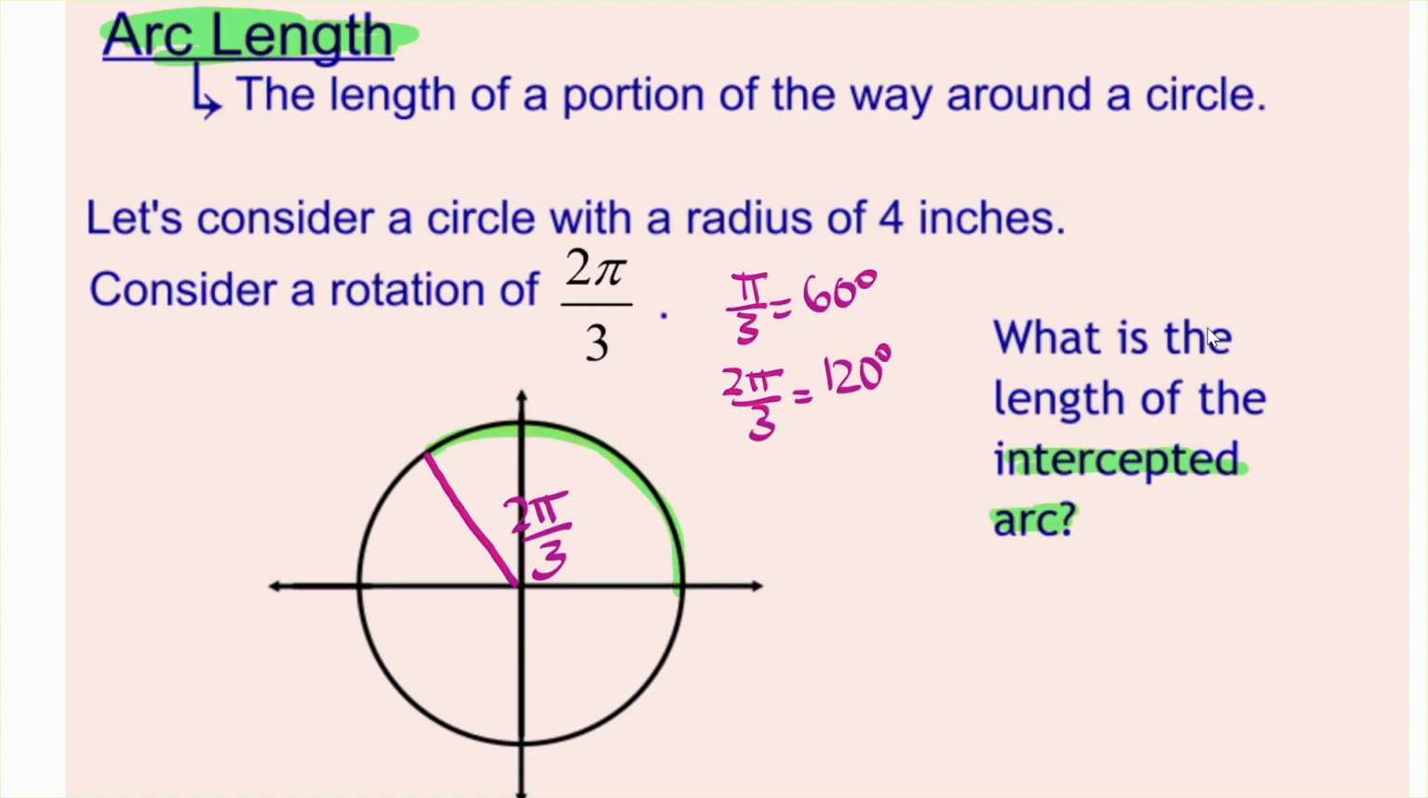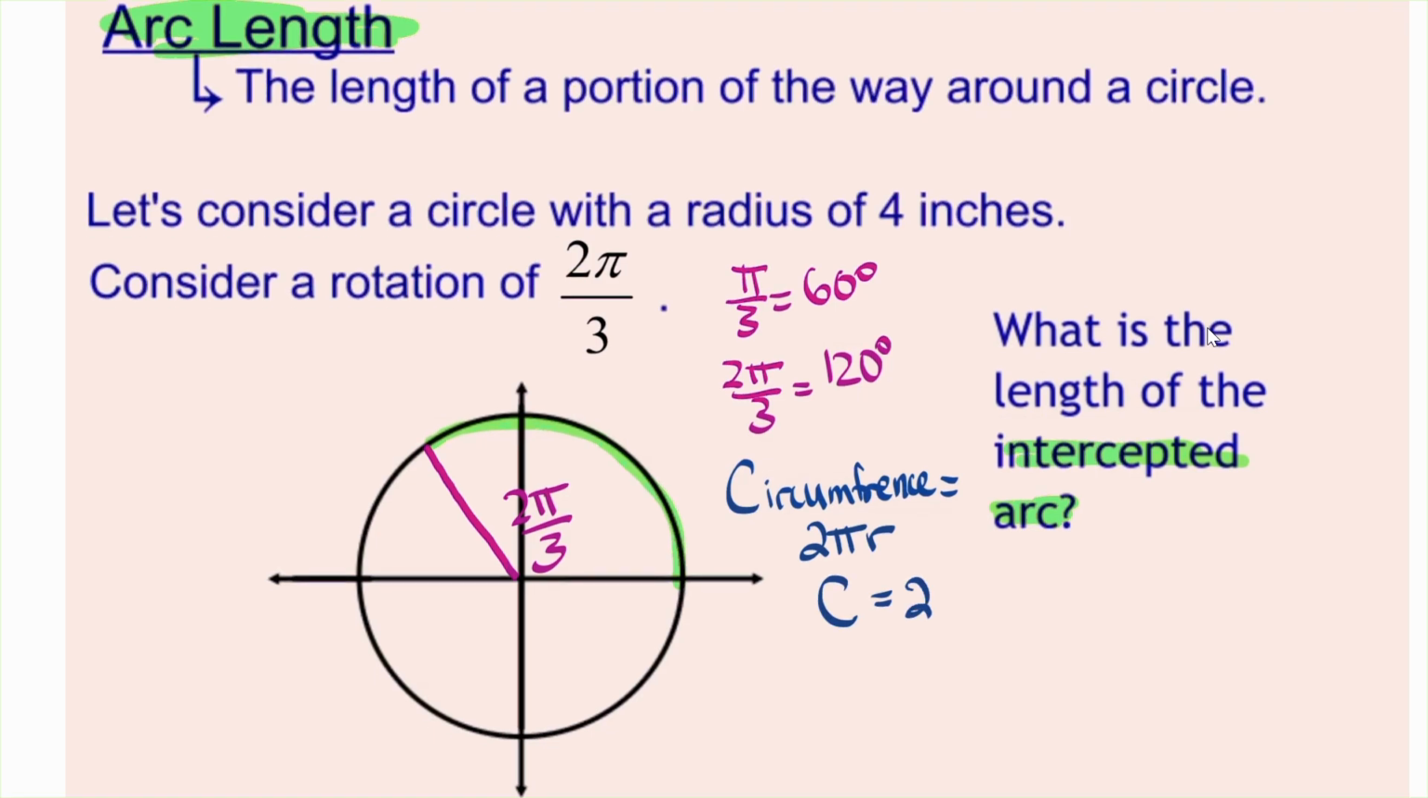What I like to do is first show how to do this without using a formula, and then I'm going to show you what the formula is. That way, if you are in a math placement test or somewhere where you can't just Google the formula, you can come up with it on your own. Consider that to go all the way around the circle is the circumference, which is found by doing 2 times pi times r. So the circumference is 2 times pi times 4, which is 8 pi.